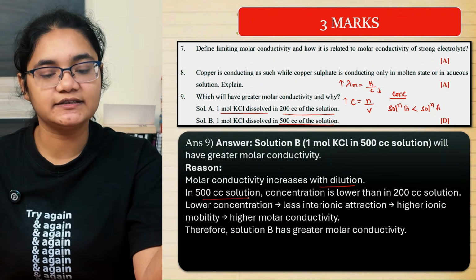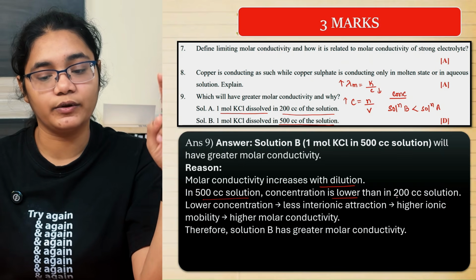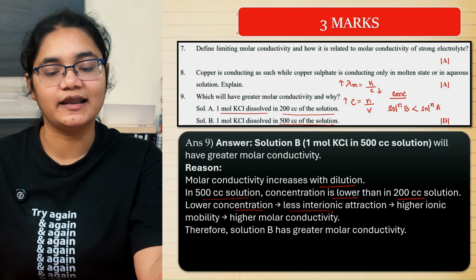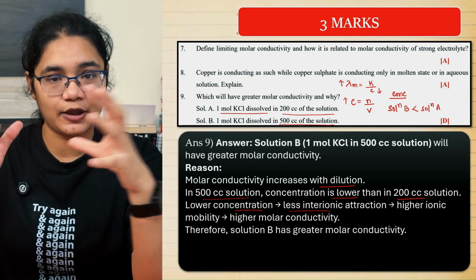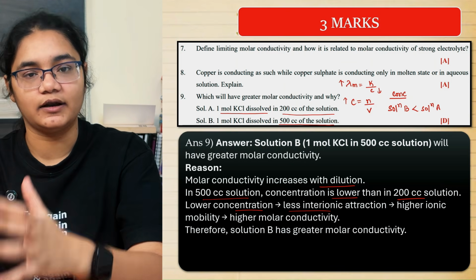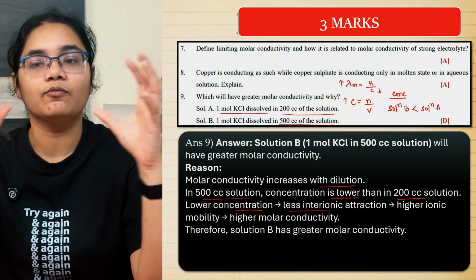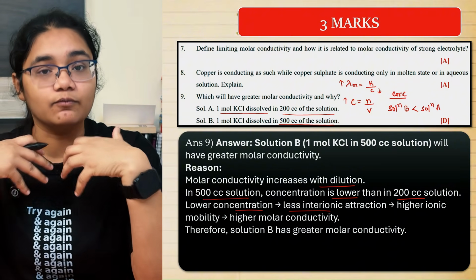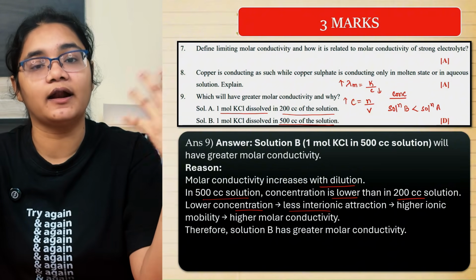Okay, in 500 cc of the solution, the concentration is lower than in 200 cc of the solution. Lower concentration means lesser interionic attraction, higher ionic mobility and higher molar conductivity. Okay, more is the dilution, lesser is the interaction between the positive and the negative ions, and they can move freely, and when they move freely they conduct better.